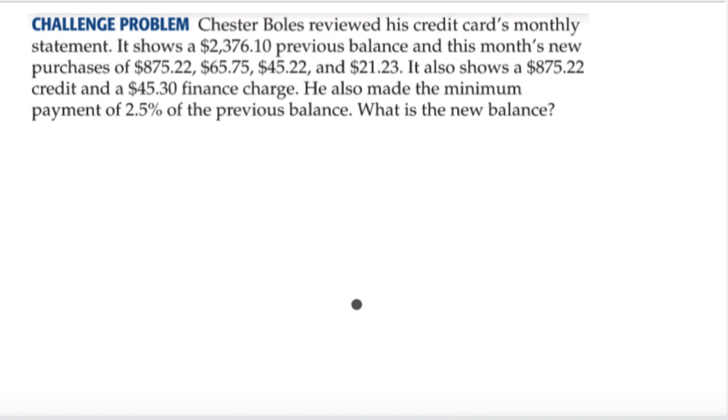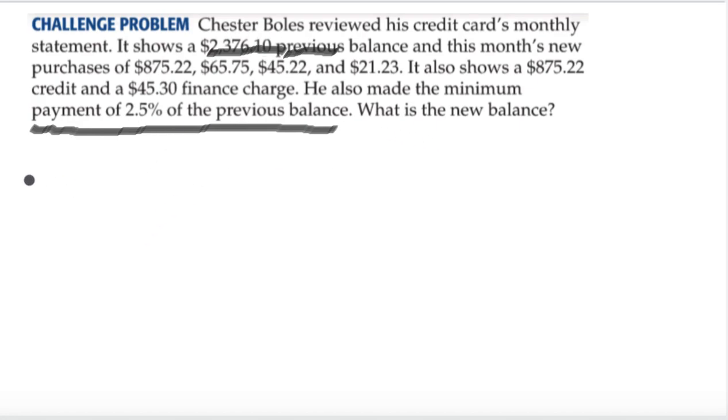Okay, a challenge problem. Chester reviewed his credit card's monthly statement. It shows a previous balance of $2,376.10. In this month's new purchases of $875.22, $65.75, $45.22, and $21.23. It also shows a $875.22 credit and a $45.30 finance charge. He also made a minimum payment of 2.5% of the previous balance. What is the new balance?